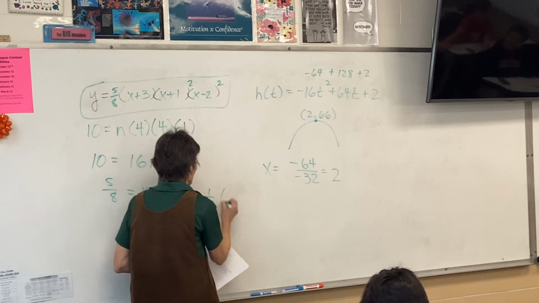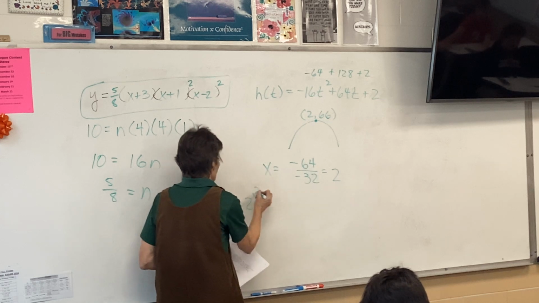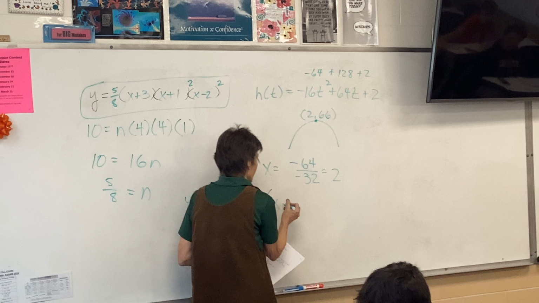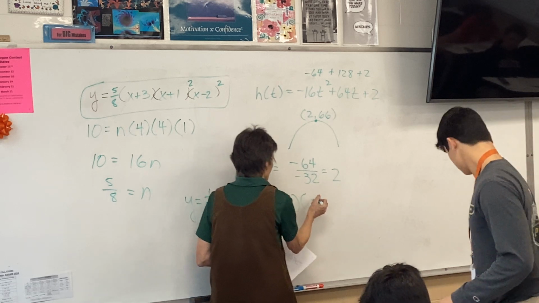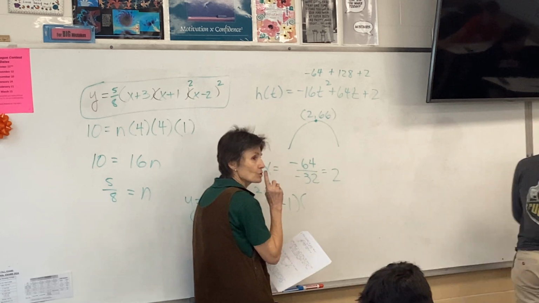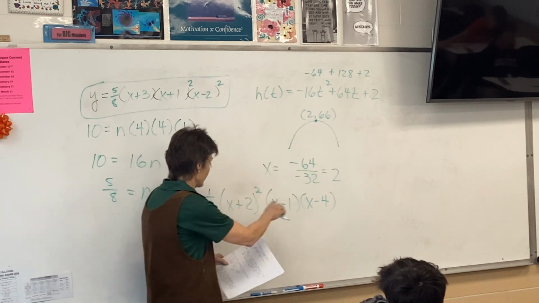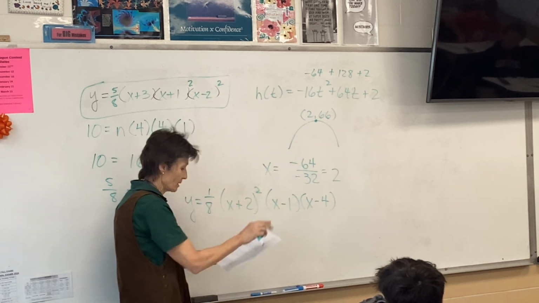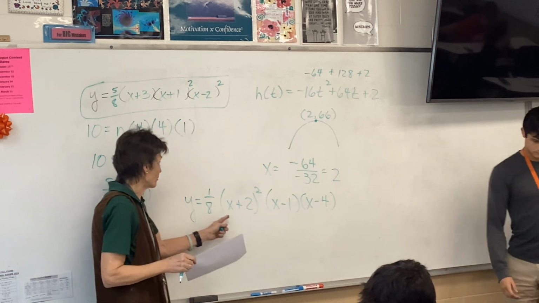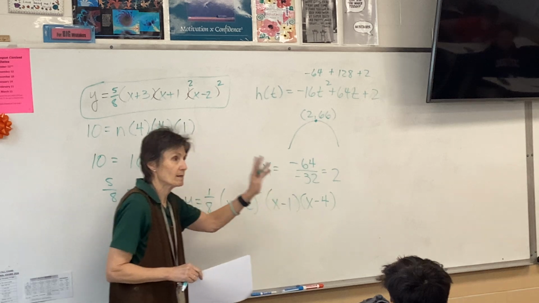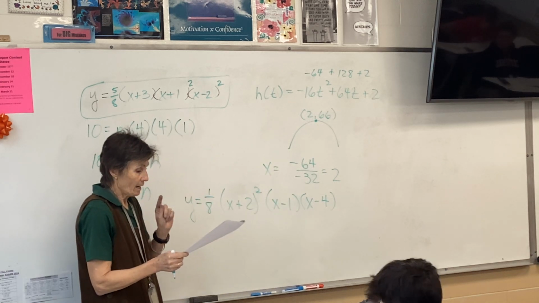1/8 times (x plus 2) squared, times (x minus 1). Did I write that right? Yep. The order of the factors doesn't matter. These are all multiplied, so they can be in whatever order.